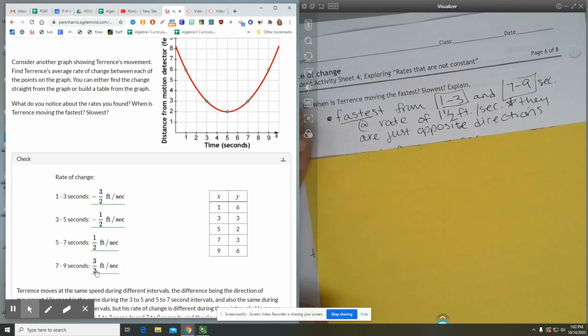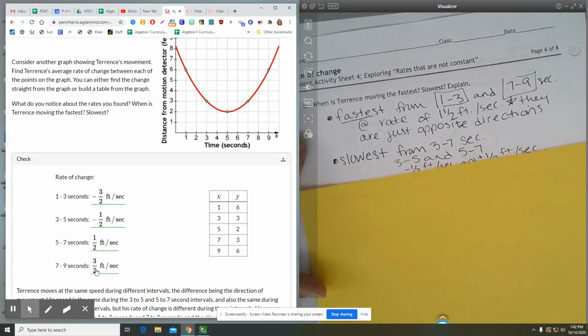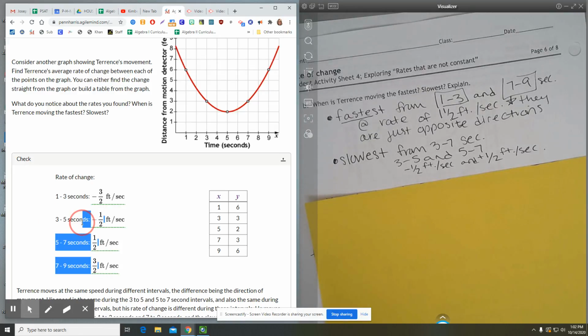1.5 feet per second. Even though one of them's positive and one of them's negative, again, guys, they're moving at the same speed. It's just different directions. This one's getting close to the camera. This one's moving away. Our slowest was from 3 to 5 seconds, and then again from 5 to 7 seconds, where they're moving at half a foot per second. So again, one's negative, one's positive. All that means is that from 3 to 5 seconds, he was getting closer to the camera, and from 5 to 7 seconds, he was moving away from the camera.